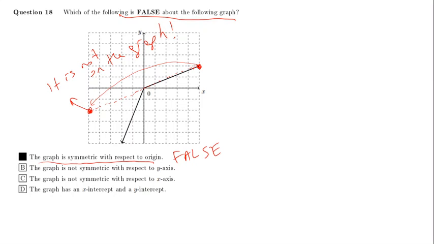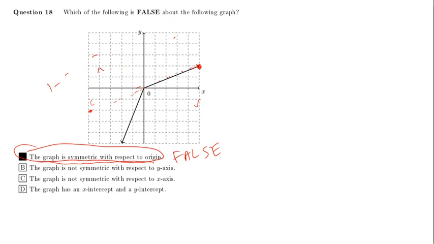Another way is you can make the reflection, then make the other reflection. If it is symmetric with respect to origin, the graph should look like this, not this one. So the answer is here. The graph is not symmetric with respect to y-axis. This is clear because if you want to check B, you go here, do you see any part like this? No.